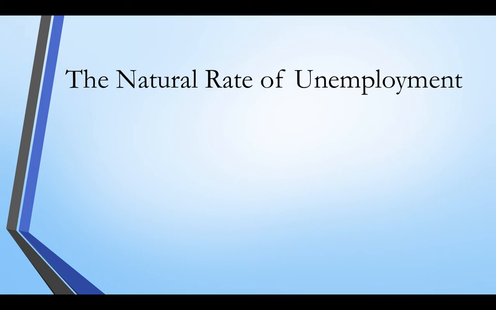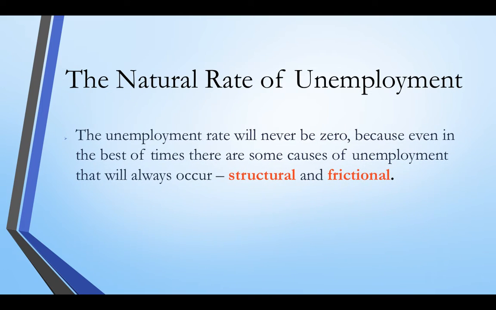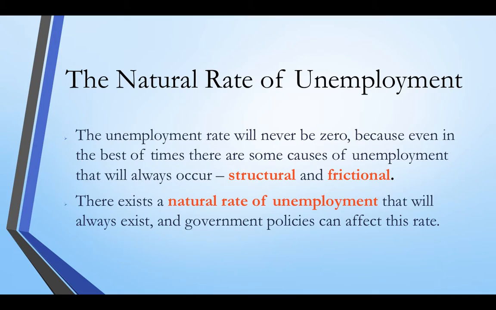So we're going to talk about something called the natural rate of unemployment. This is something that's extremely important to understand, the natural rate of unemployment. Okay? We're never going to have an unemployment rate of zero because, as I mentioned before, there's always going to be some structural and some frictional unemployment. And again, that's desirable. That's not something that we're trying to eliminate. The natural rate of unemployment is the amount of unemployment that includes structural and frictional, and with cyclical being zero.